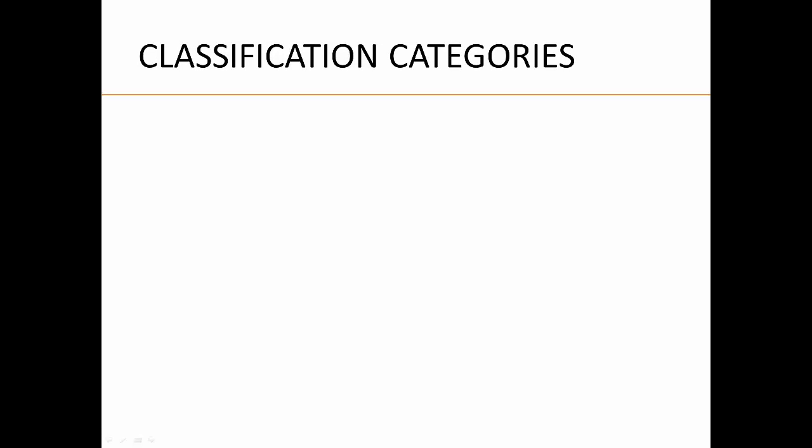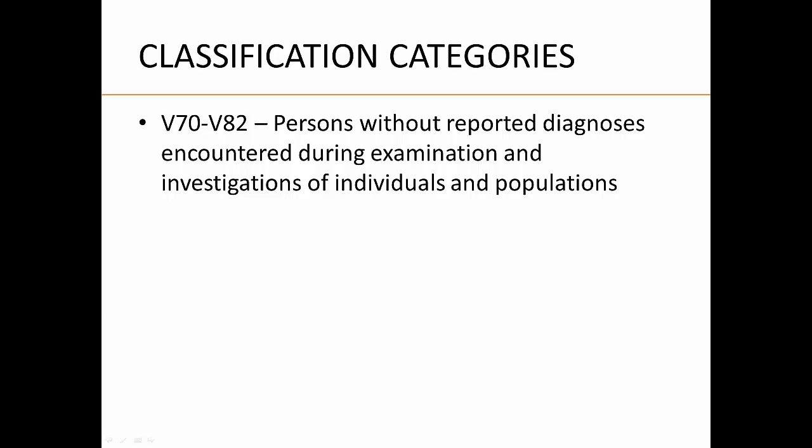Okay, continuing on. V70 to V82 category is used when a patient without a diagnosis is suspected of or being screened for an illness, disease, or condition. This could include cancer screening, preoperative exams, as well as routine physicals. V83 to V84 is for genetic screening.